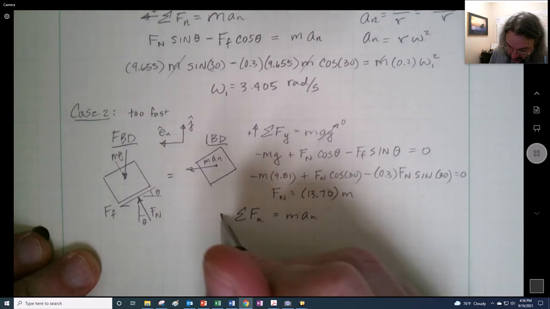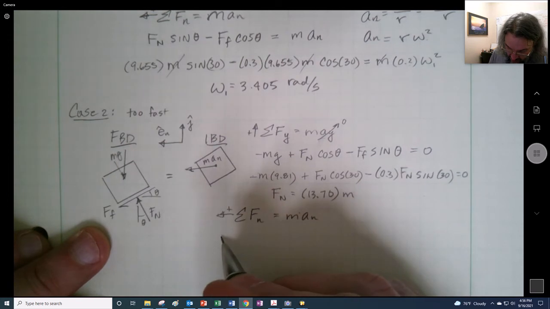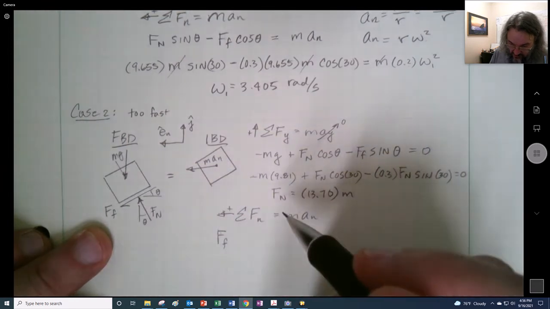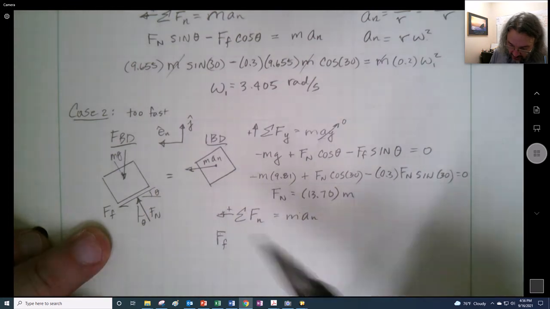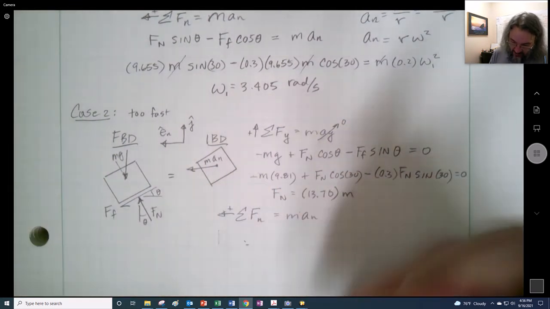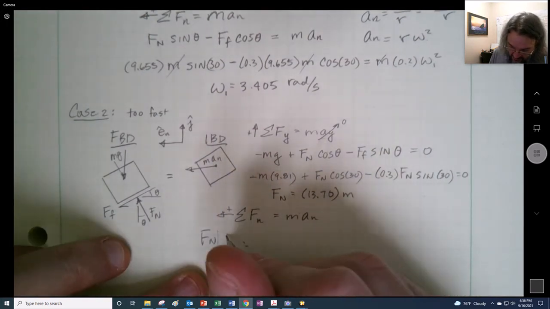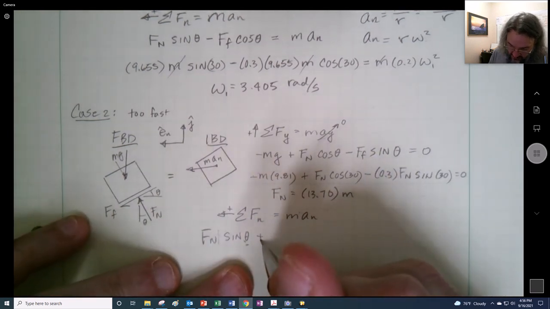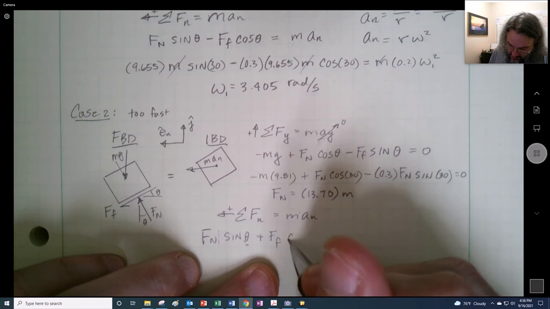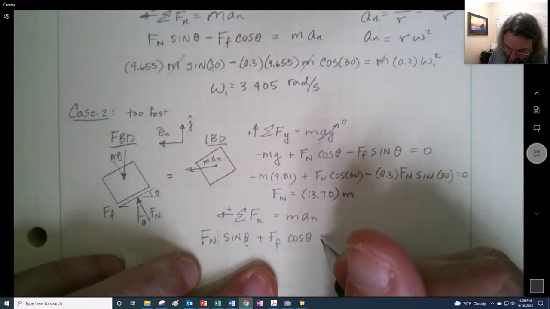Then we take the sum of the forces in the normal direction equals mass times acceleration in the normal direction. Once again, that's positive. We're going to have a positive Ff because he's going in that direction, whereas we didn't before. We have Fn times the sine of theta, but now we're going to have a plus Ff times the cosine of theta. As before we had it as minus. That's really the big difference.